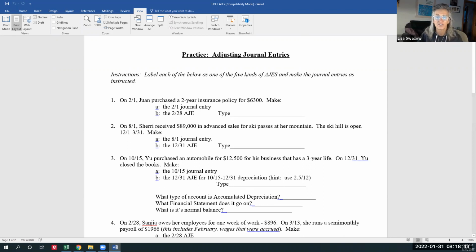When it says 5 kinds of AJEs, that is counting depreciation as its own type. So deferred revenue, deferred expense, accrued revenue, accrued expense, and depreciation. On January 1st, Juan purchased a 2-year insurance policy for $6,300. So first, make the journal entry when he bought the policy, and second, make the AJE. So the January 1st journal entry, he's just writing the check, and then he's used up 1 month of the insurance policy, and then tell me what type it is. So turn off the tape and do that, please.